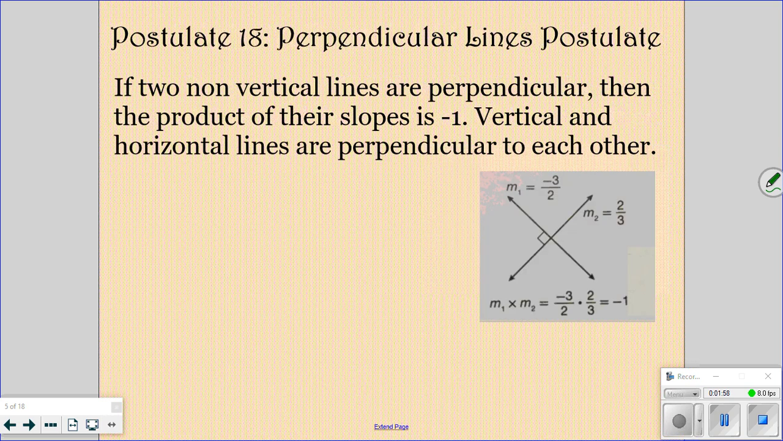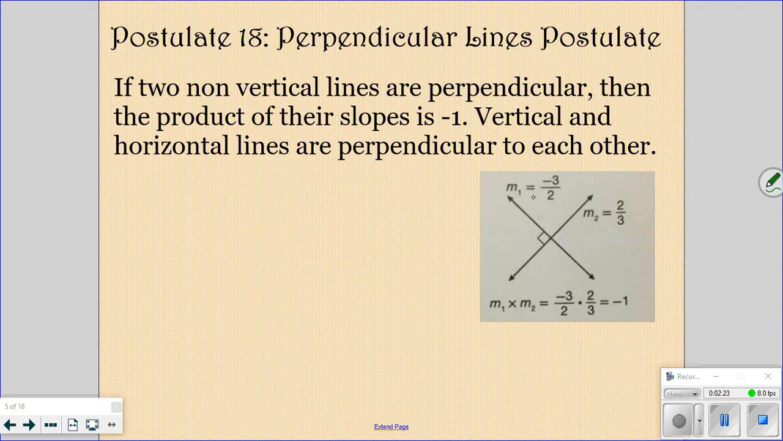So postulate 18 is talking about perpendicular lines. If two non-vertical lines are perpendicular, then the product of their slopes is going to be -1. And then it tells you vertical and horizontal lines are always perpendicular to each other, because those slopes don't multiply to give you -1, because one of them is 0 and one of them is undefined. But for everything else, the product of the slopes is going to be -1.